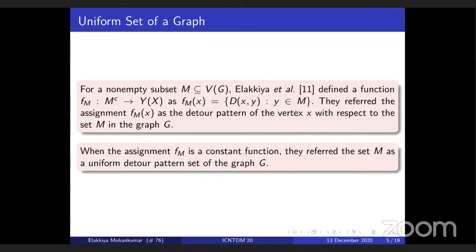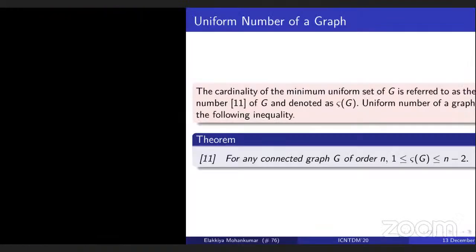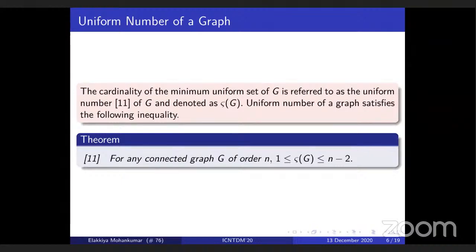Then, if the assignment f_M is a constant function, we refer to the set M as the uniform D2 pattern set of the graph G. The minimum cardinality of a uniform set of G is referred to as the uniform number of the graph G, and it is denoted by tau of G. The uniform number tau of G satisfies the following inequality: for any connected graph G, its uniform number lies between 1 and n minus 2.